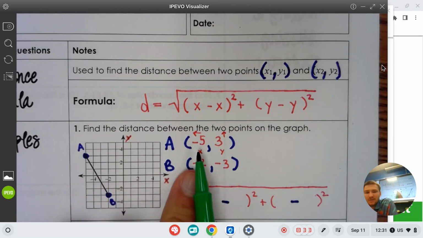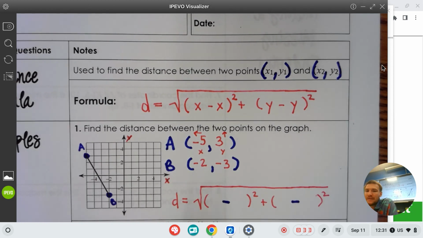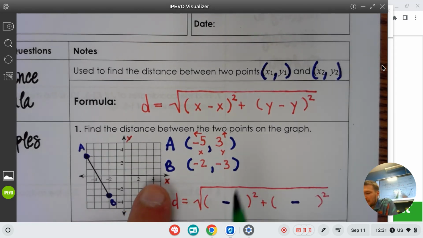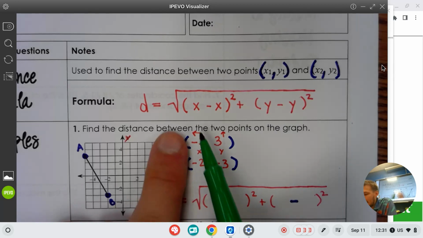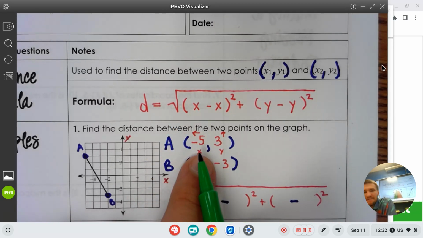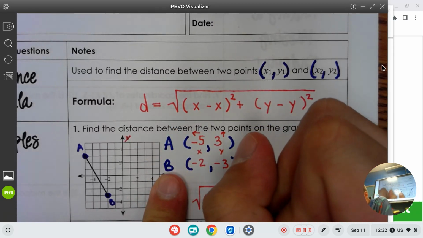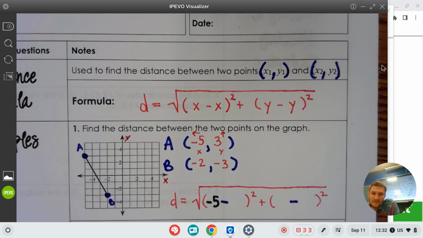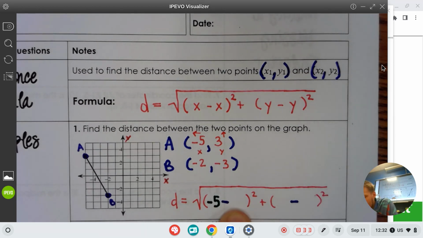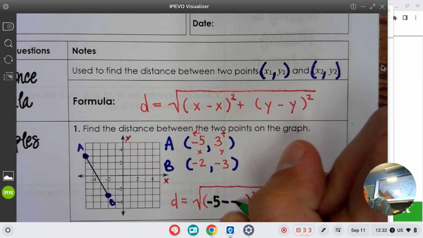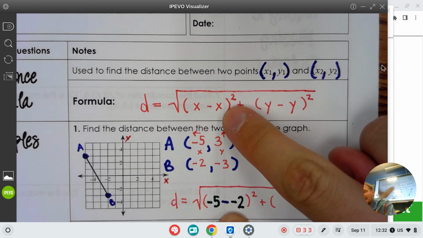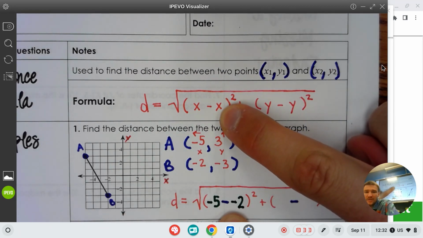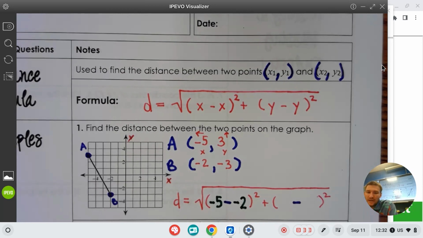Which one do you want to put first? You want to put the A number in there first or the B number in there first? Sure, we'll put the A number in there first. So, what is the x of the A coordinate? Negative 5. And so, what goes in this second gap here? It has to be negative 2. It has to be the x value from the other coordinate.